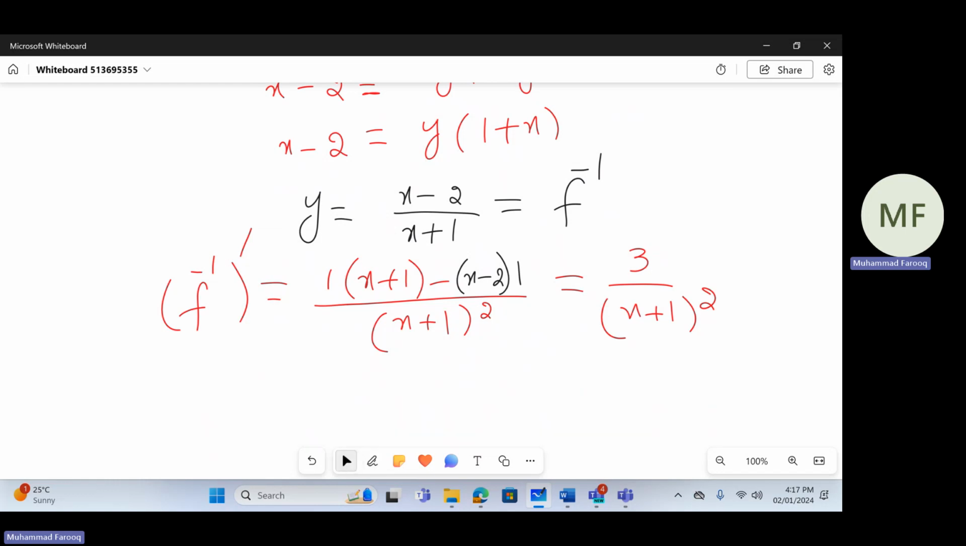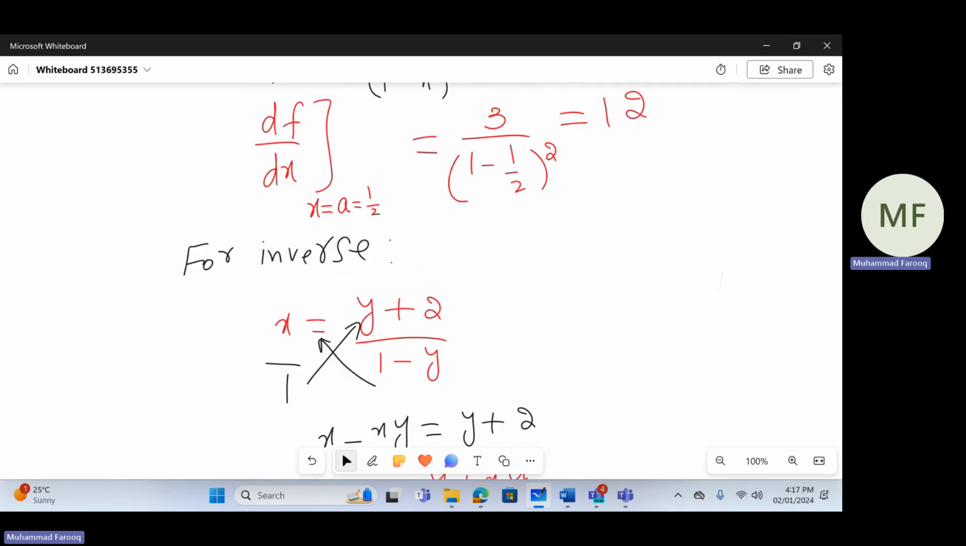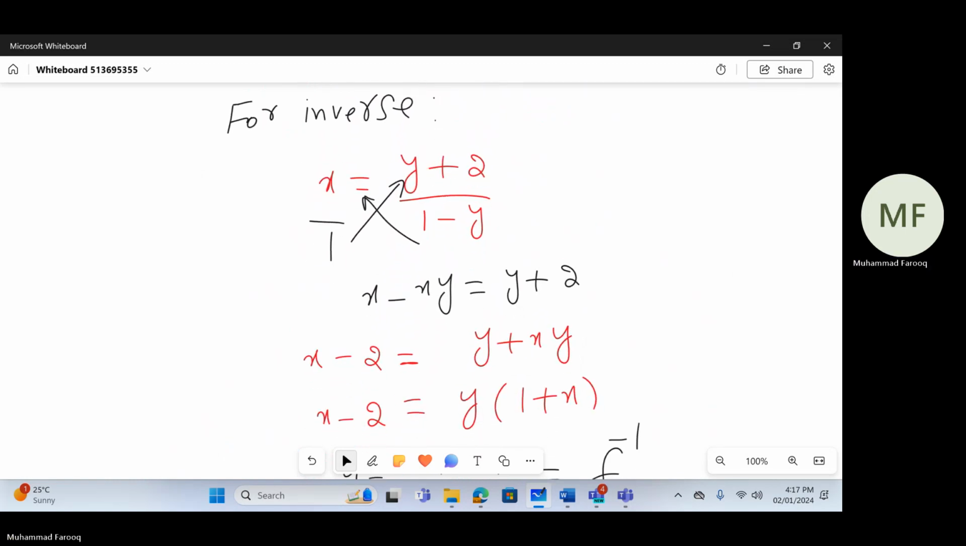Okay. More up, look at here, is it okay? No. I move this plus 2 to the other side and it becomes negative. I move this minus xy, this side becomes positive. Because we need y. That's why. So, is it clear now? Okay.